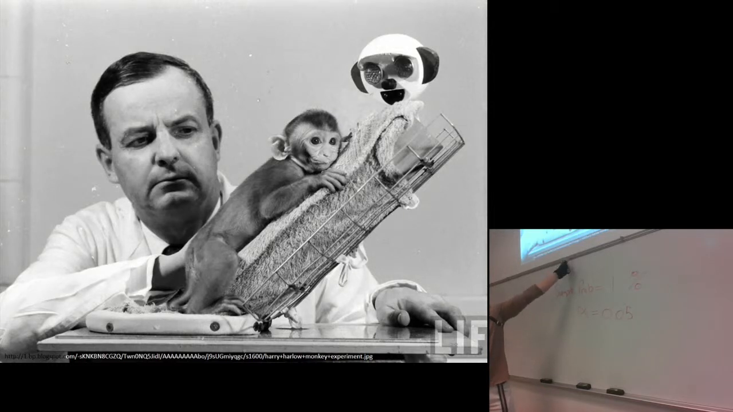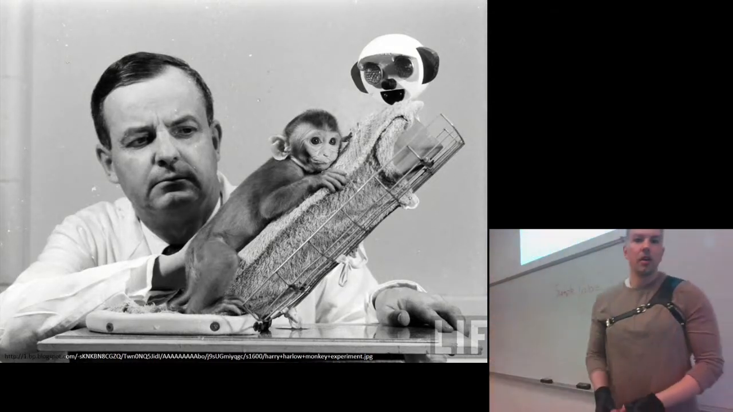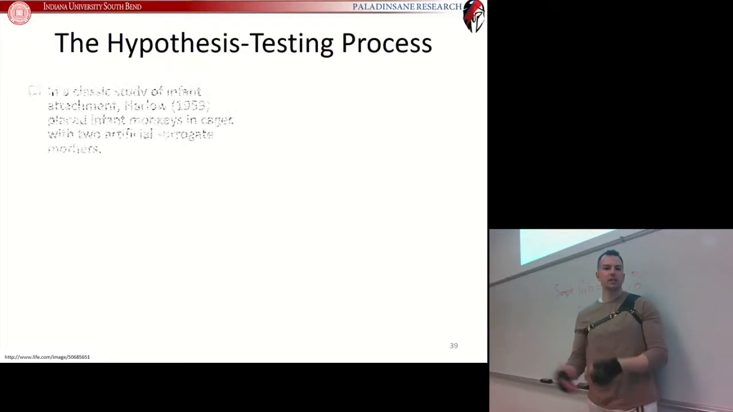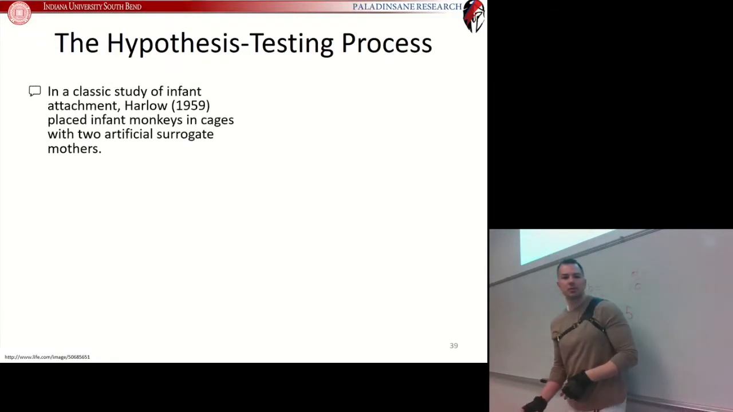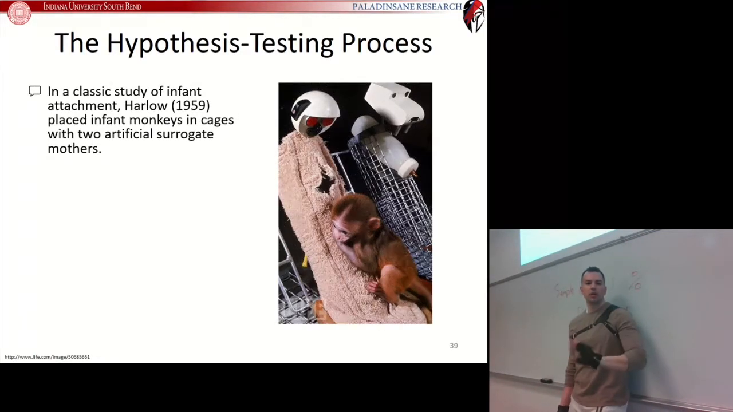This was the study that said things like comfort, things like intangible affection is very important and needed for infants. All right, so let's set this up. It was a classic study of infant attachment. So Harlow placed monkeys in a cage with two separate mothers.